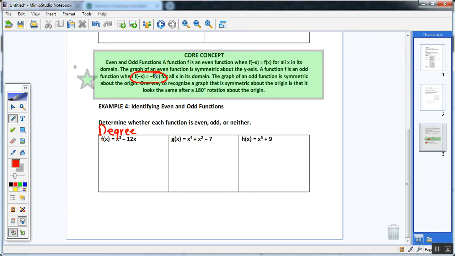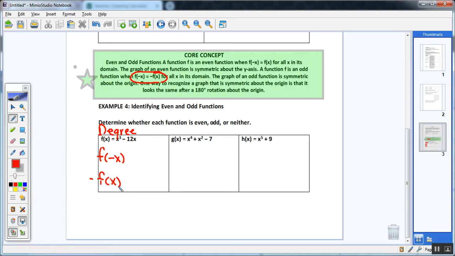We need to figure out what f of negative x would look like, and what negative f of x would look like. Okay? We need to check those two things by definition. And if in the end they turn out to be exactly the same thing, then that's going to mean that this is an odd function. Okay? Again, it says right up here, a function f is odd if what, kids? f of negative x equals negative f of x.